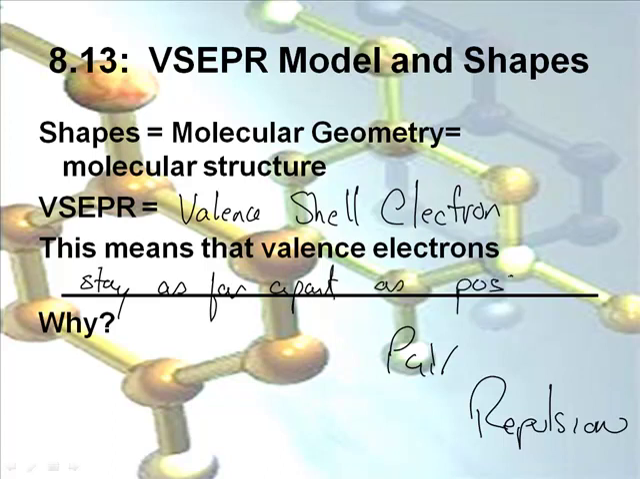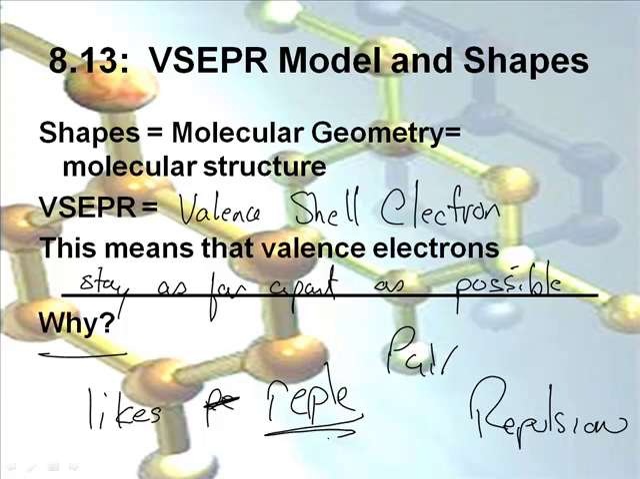You see, electrons, folks, all have the same charge. They're all negative. And so, of course, if everything's negative, they repel. Why do they stay apart? Because opposites attract and likes repel.